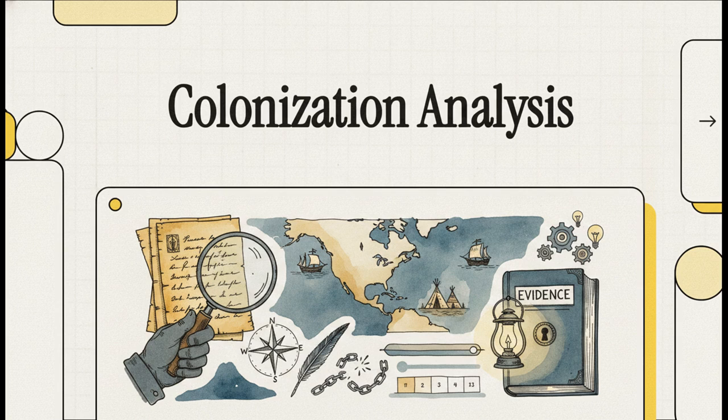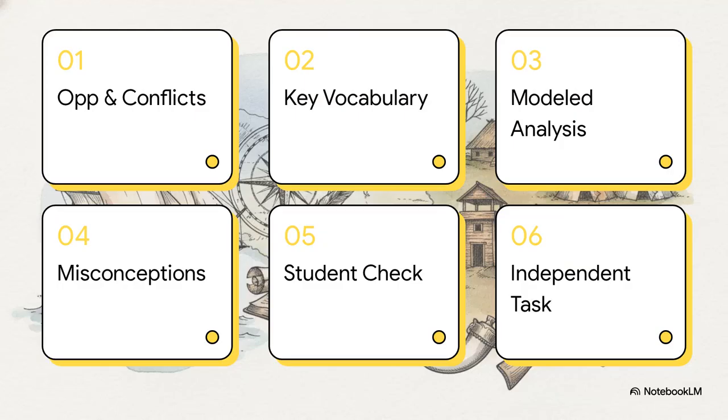Ultimately, this is all about building your analytical skills so you can look at any piece of history and uncover the real story. So here's our roadmap for today. We'll cover opportunities and conflicts, go over some key vocabulary, do a modeled analysis together, spend some time busting misconceptions, do a quick student check, and wrap up with independent practice. By the end of this flow, you're going to have the exact tools you need for that independent practice task.